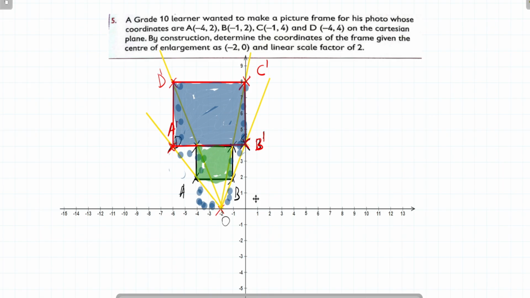So hopefully you've understood that point, and that marks the end of the lesson. The next lesson will be about linear scale factor, area scale factor, volume scale factor, finding those.